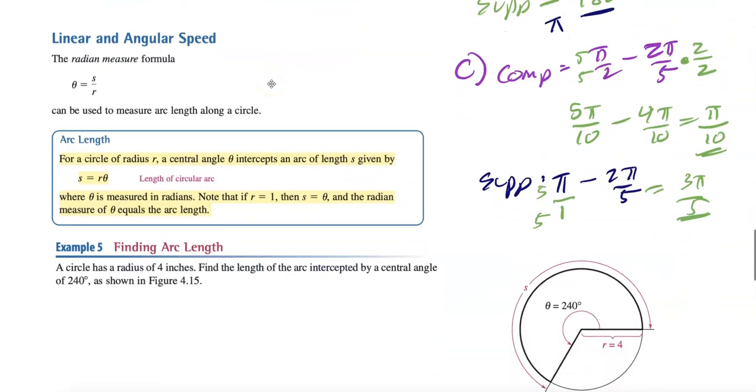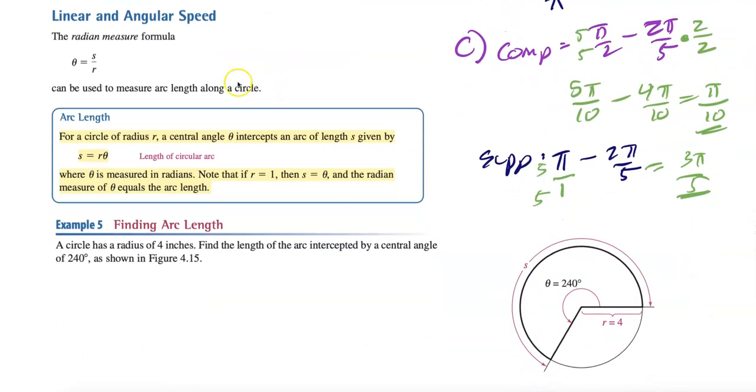Okay, let's talk about linear and angular speed. First we're going to talk about arc length, which is exactly what it sounds like. How much of the arc, how much of the circumference, are you taking up? That does relate to radian measure, so that's why we use it a lot in calculus. If you manipulate the equation a little bit, you get the arc length formula: S, the arc length, equals r theta. R is the radius, and theta is the angle in radians.